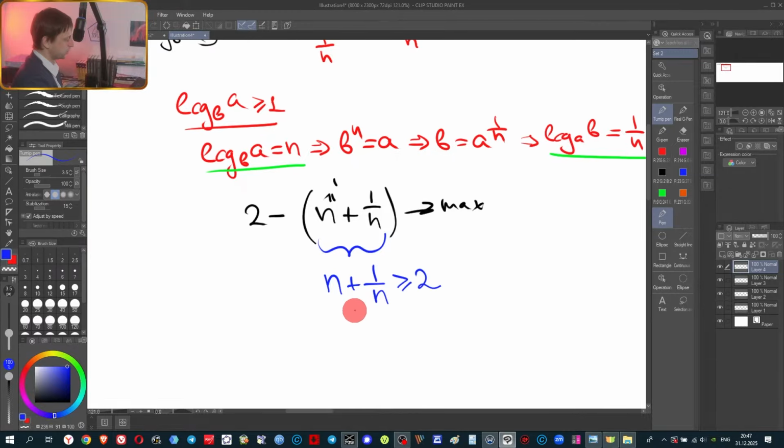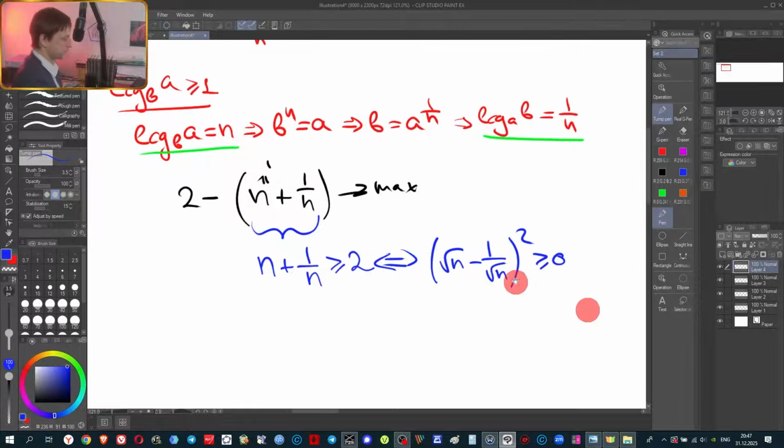You can get this inequality from the inequality between the arithmetic mean and the geometric mean, or you can simply say that it is equivalent to the inequality that square root of n minus 1 over square root of n, squared, is greater than or equal to 0. If you expand it, the double product is actually 2, and you will get exactly this. It's a very well-known inequality. If you have basic experience with math competitions, you have obviously seen it many times. If you didn't, just remember it.